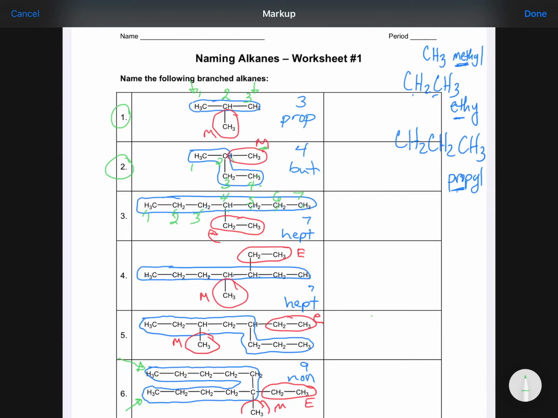On number 4, you can see that the first branch is closer to this end, so this is going to be my number 1, 2, 3, 4, 5, 6, 7. And we are only numbering the ones in the longest continuous chain and in order.